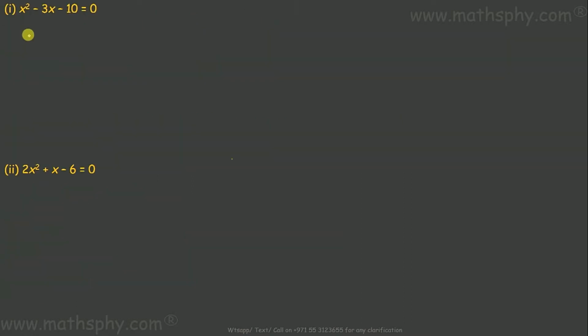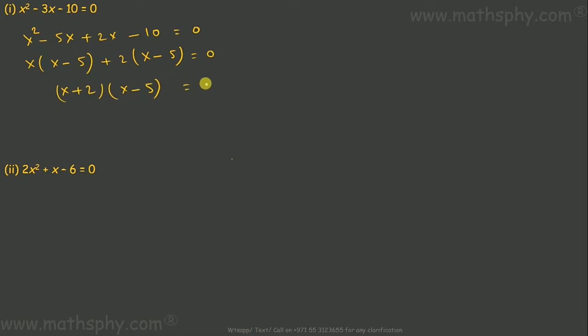This one here, we already know how to factorize quadratic equations. This will be x squared minus 5x plus 2x minus 10 equals 0. Minus 5x plus 2x gives you negative 3x. Negative 5x times 2x gives you negative 10x squared. So let's take x as common: x minus 5. We take plus 2 as common, so this is x minus 5. So x plus 2 and x minus 5 equals 0.